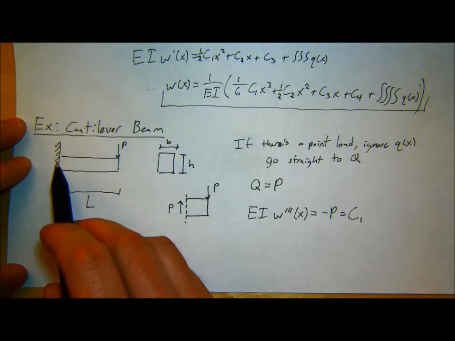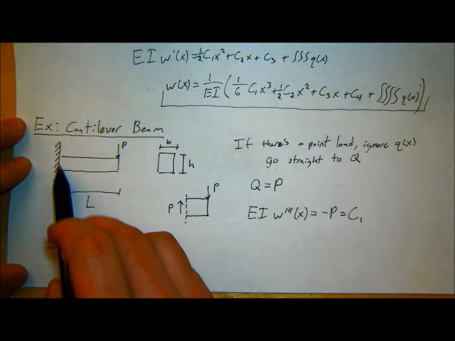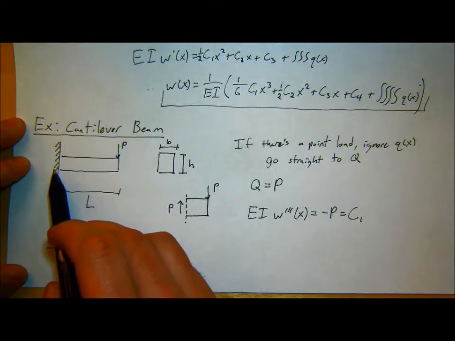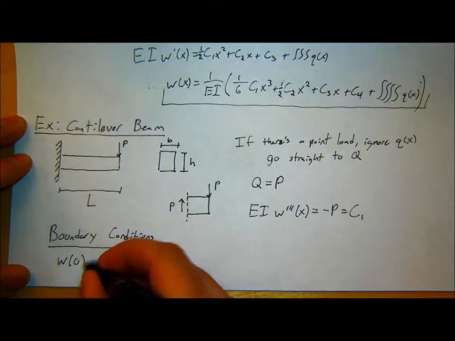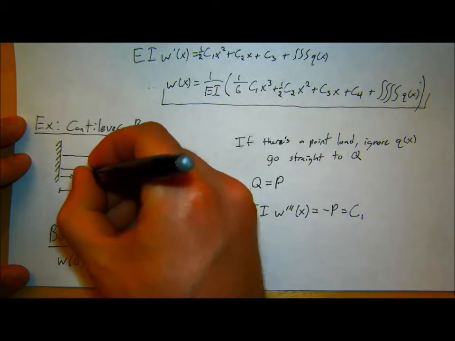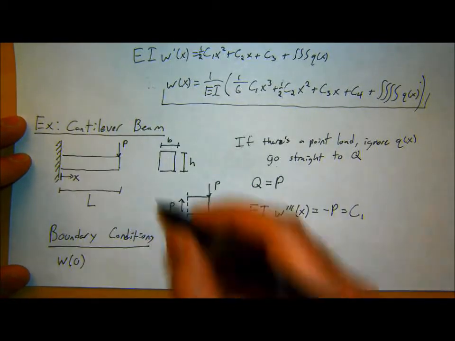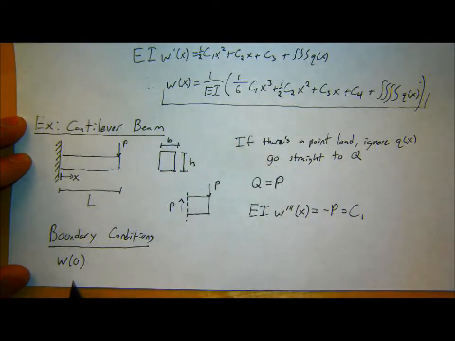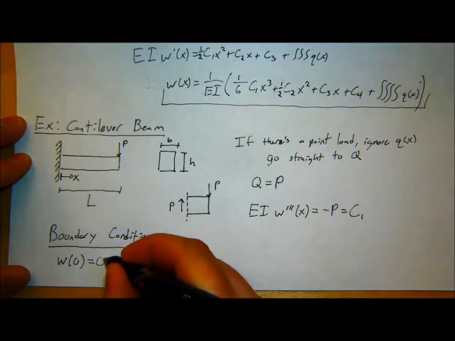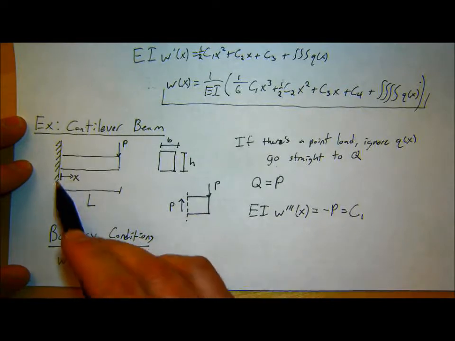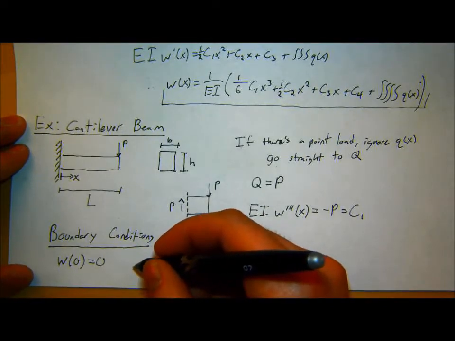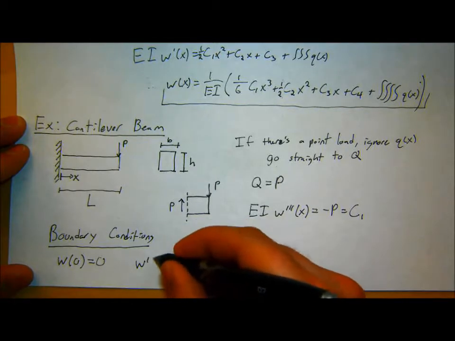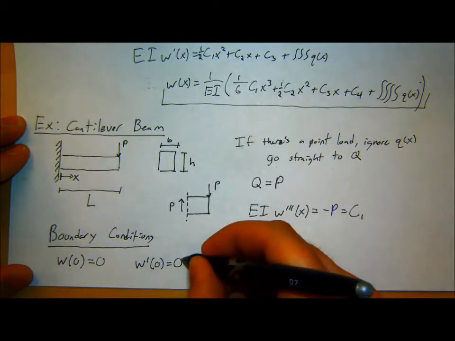Here, at this fixed end, you know there can't be any deflection. So you note the deflection W at this point, 0, where X equals 0 starts here and X equals L is the end of the beam, W at 0 is 0. You note because it's a fixed boundary condition, there also can't be any deflection, so W prime of 0 is also equal to 0.